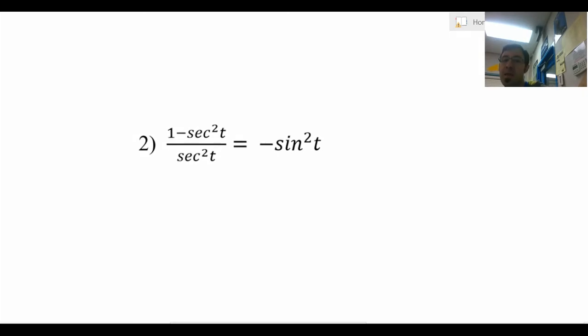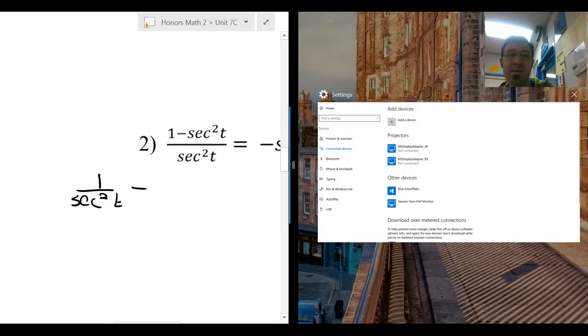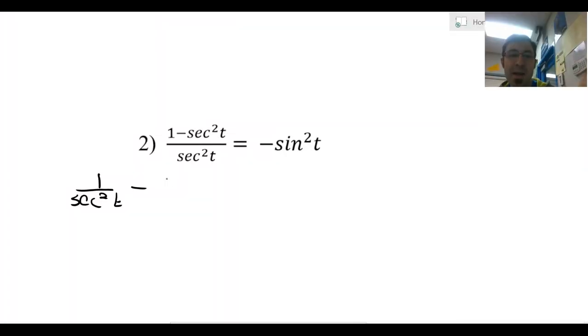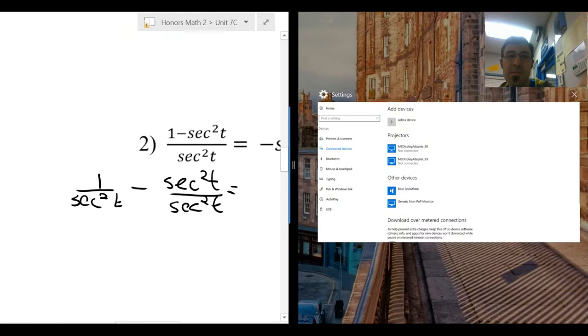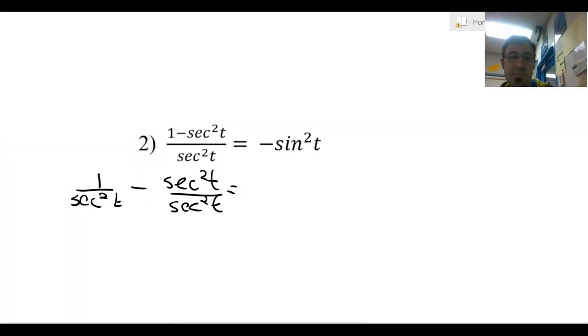Number 2, a couple ways you get to it. First way, I could split the fractions and go 1 over secant squared t minus secant squared t over secant squared t. That never happens, okay? What's 1 over secant squared? Cosine squared t, that's going to be minus 1.